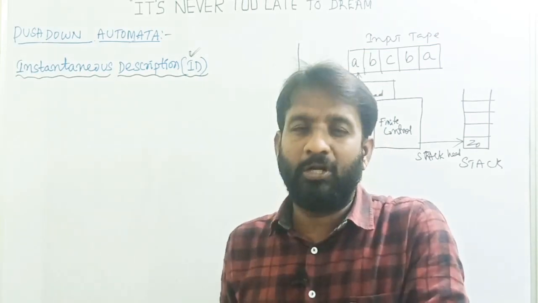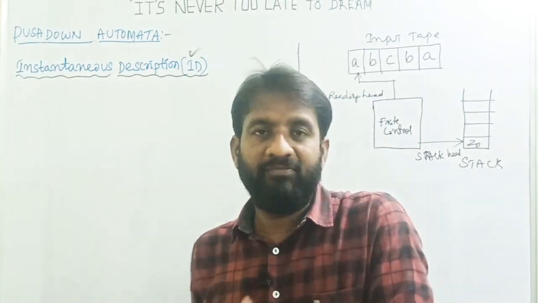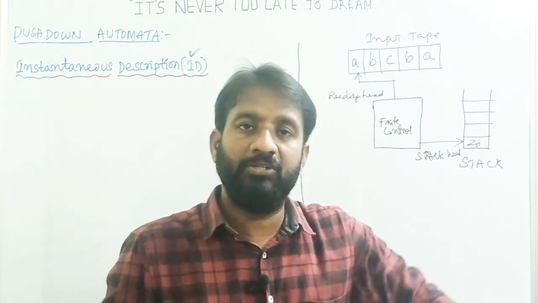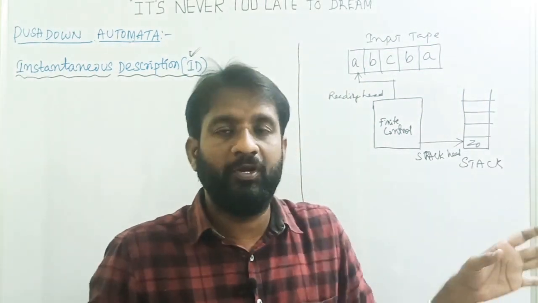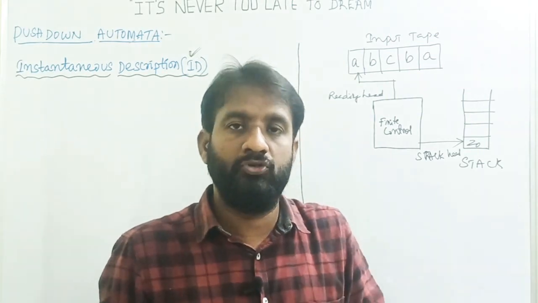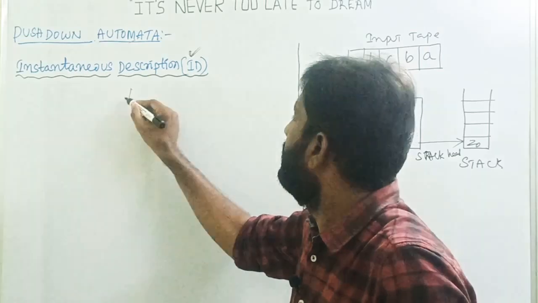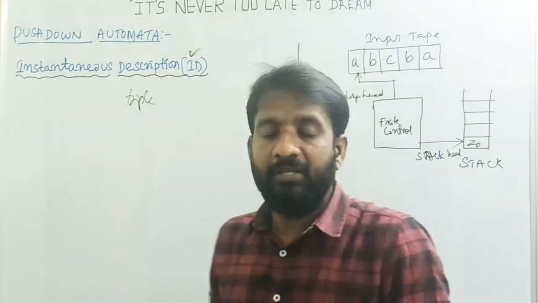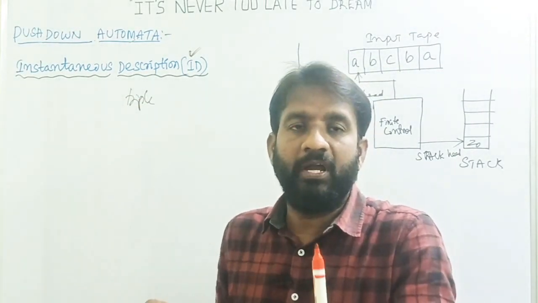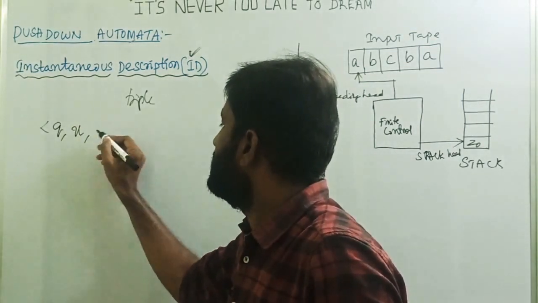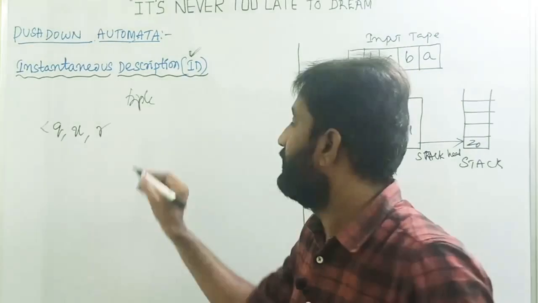Presently, the pushdown automata may have some configuration. After some seconds, it can change its configuration. So we can analyze that configuration from time to time, instantly, by writing the instantaneous description of the pushdown automata. It can be expressed as a triple, meaning the instantaneous description has three elements: q, x, gamma.